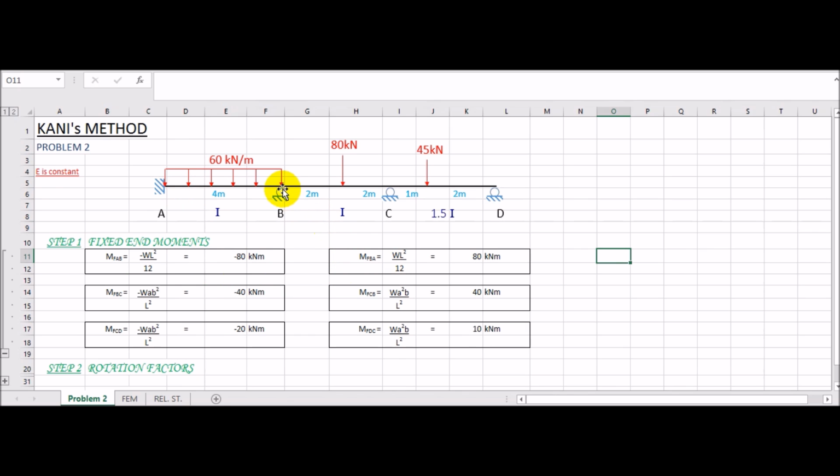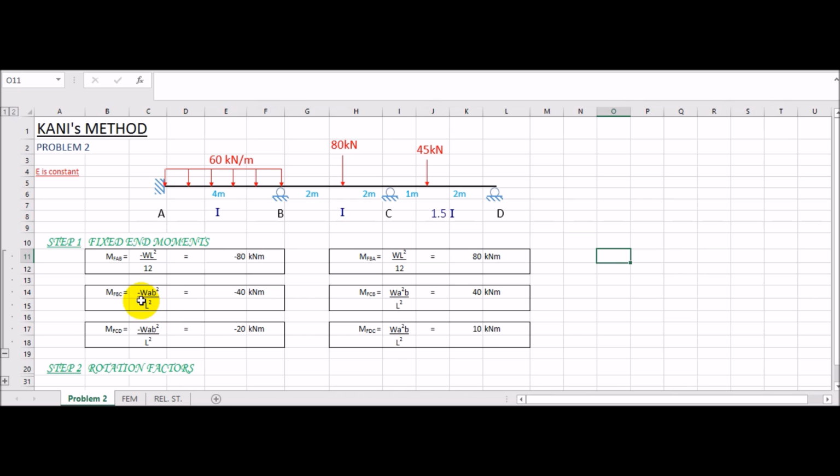MFBA, the fixed end moment at this intermediate support B, is equal to WL square by 12, and it's positive, so it is plus 80. MFBC is equal to minus WAB square by L square. You can either use this formula or you can also use the formula WL by 8, since this load is acting at the center of the span, that is 2 meter. It is dividing it into equal halves, 2 meter, 2 meter. But I prefer to use this formula as it is a generalized formula.